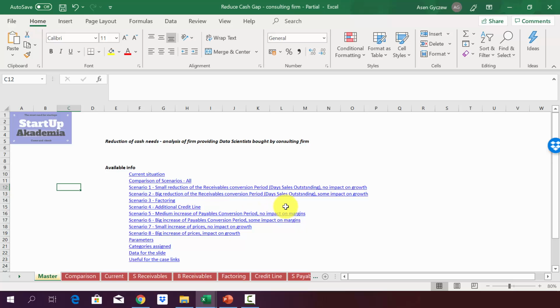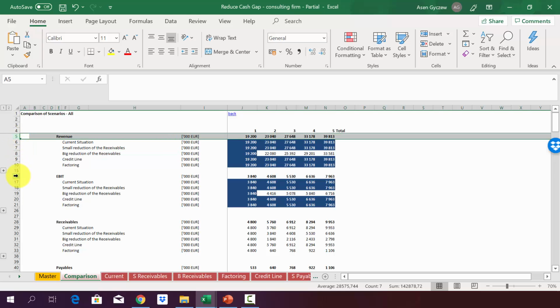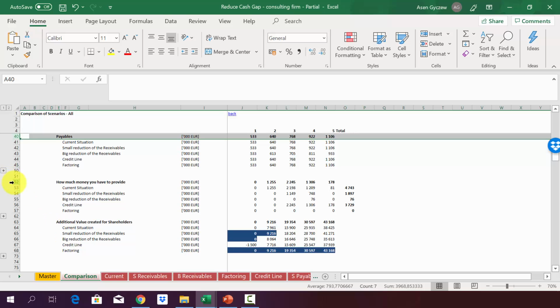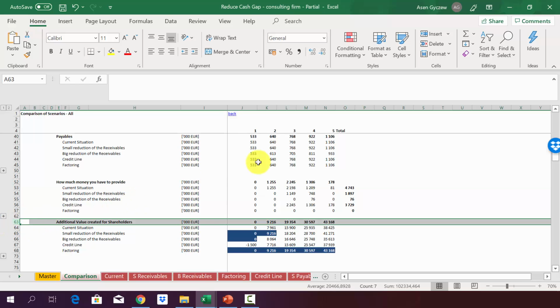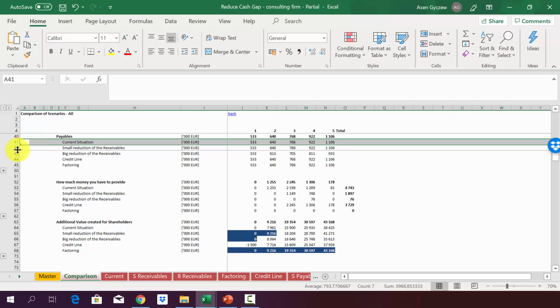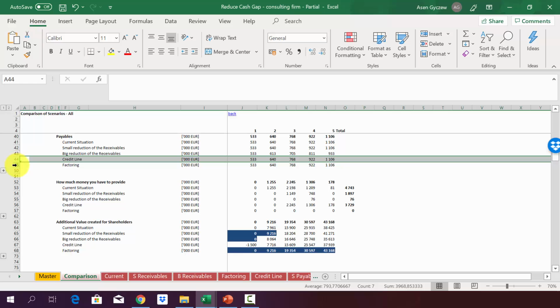Let's compare the 4 scenarios we have discussed so far. So let's go to the sheet comparison, and you will see here that we used different ways to compare them. So we compare, for example, the revenues, EBIT, receivables, payables, how much money we have to pay in to the company in order to help it grow with the assumed growth rate. And obviously we have the additional value created for shareholders. Obviously we compare those things for each and every year. And here you've got the scenarios. So we have current situation, small reduction of receivables, big reduction of receivables, additional credit line, and obviously factoring.